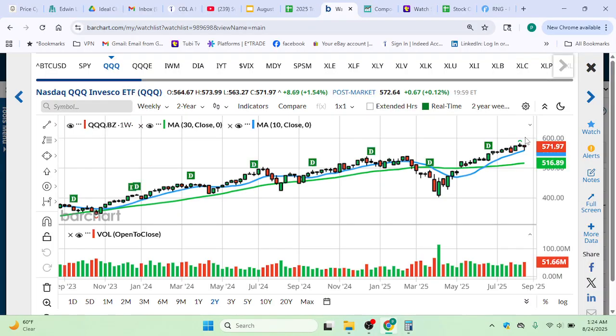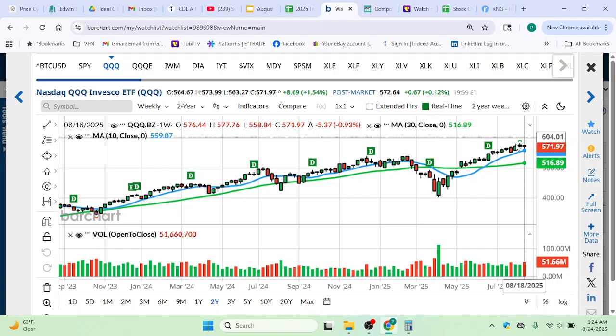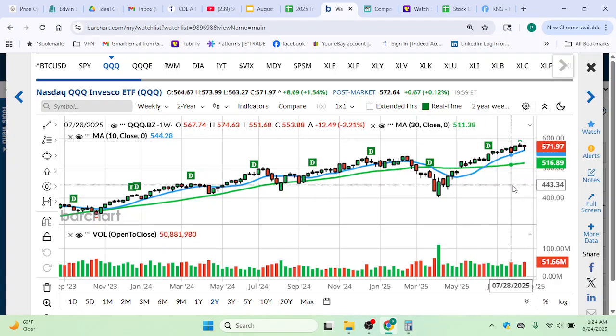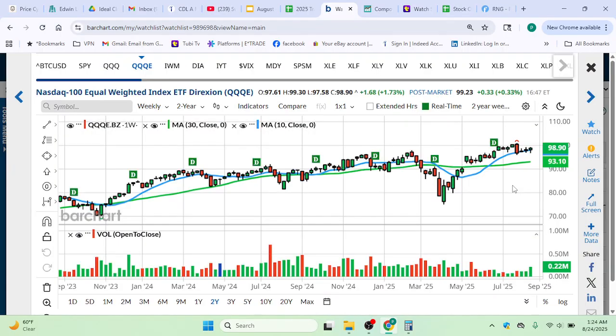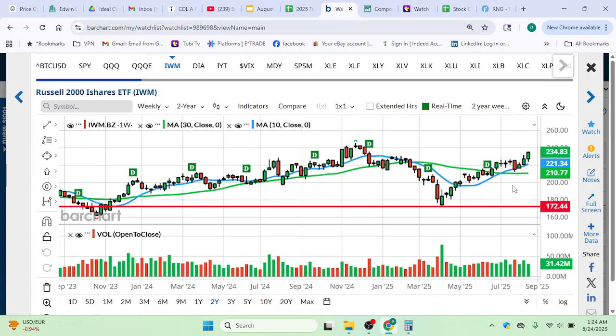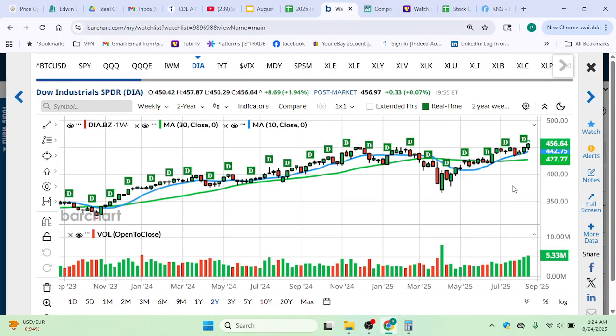Same with the NASDAQ index. Made a new high last week. This week we did have some selling, but we ended the week with a bottoming tail. You can see that there. Equally weighted Qs made a new high 4 weeks ago and has slowly been inching up since then. IWM is starting to get up near its all-time highs, so that's bullish. The Dow Jones Industrials did make a new high this week, so that's also bullish for industrial stocks, large companies.